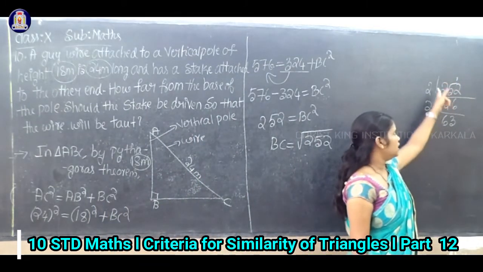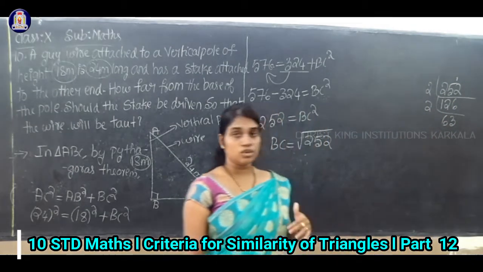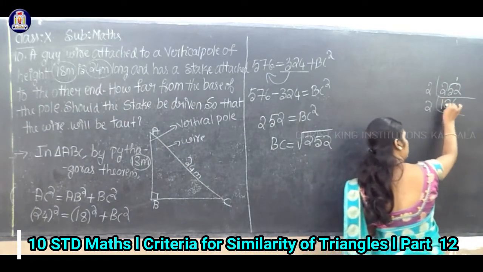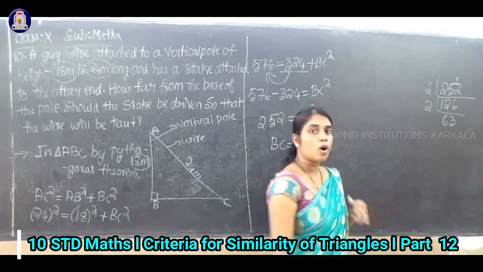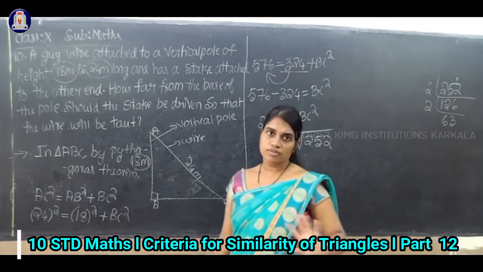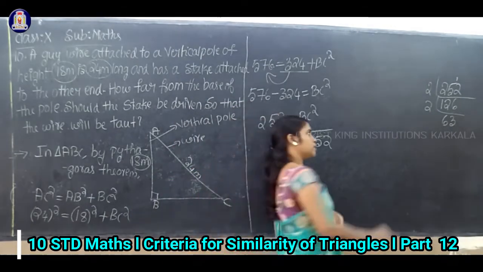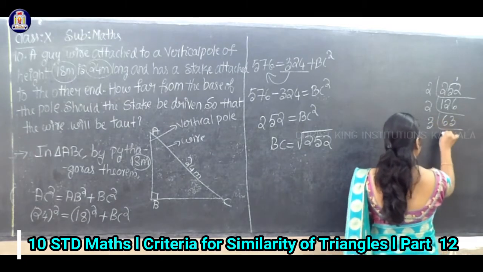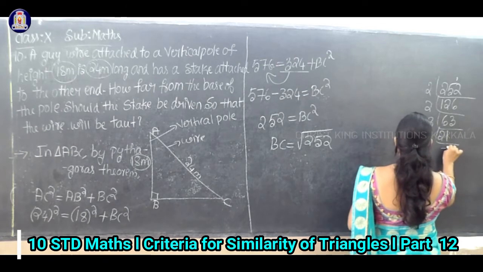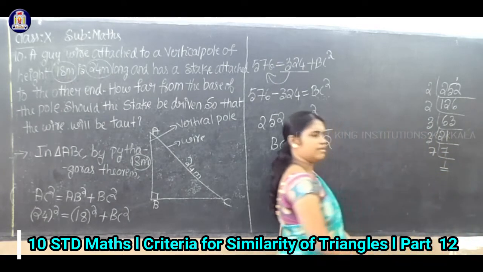I'll divide 252 by 2. 252 is divisible by 2, isn't it? So 2 times 126 is 252. Again 126 is divisible by 2. 2 times 63 is 126. So 63 is not divisible by 2, right? So I'll take the next number, that is 3. 3 twos are 6, 3 ones are 3, again 3 sevens are 21, next 7 ones are 7, isn't it?